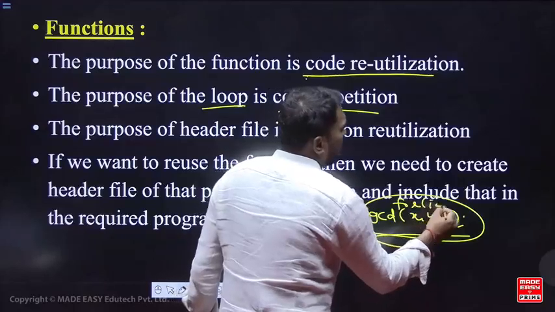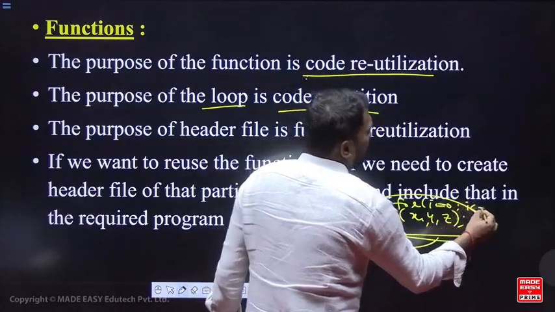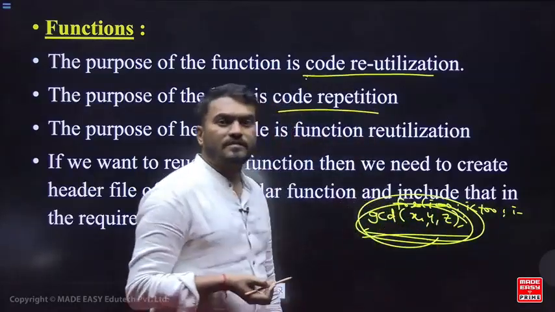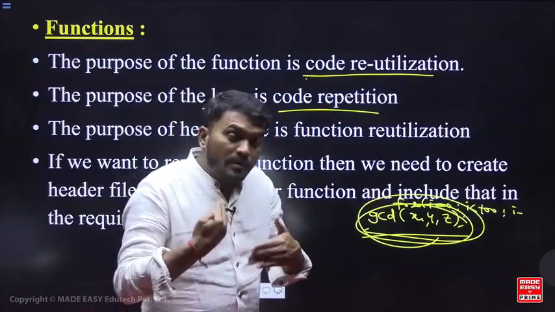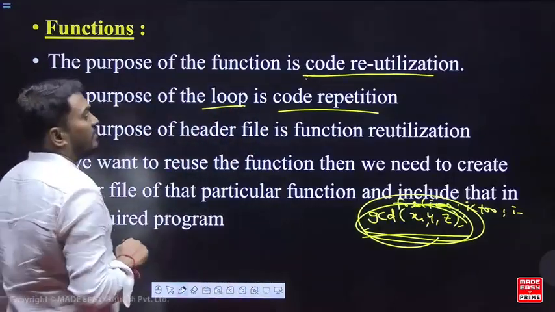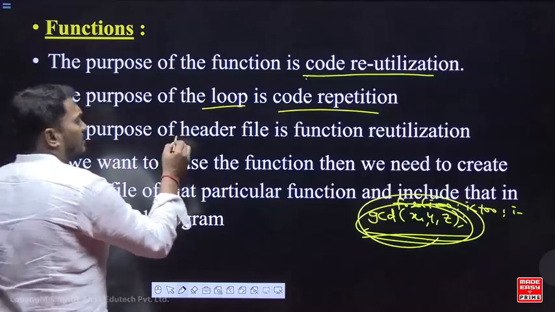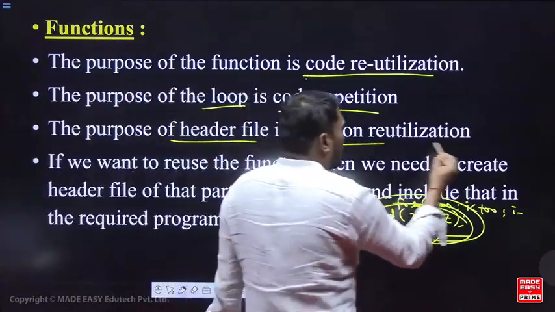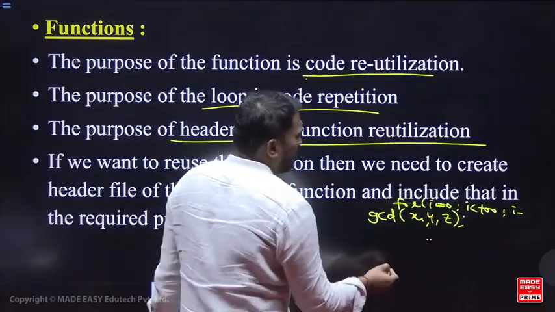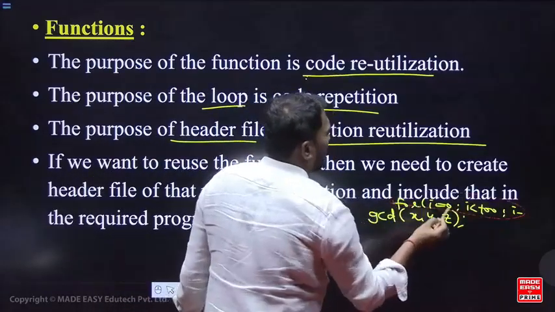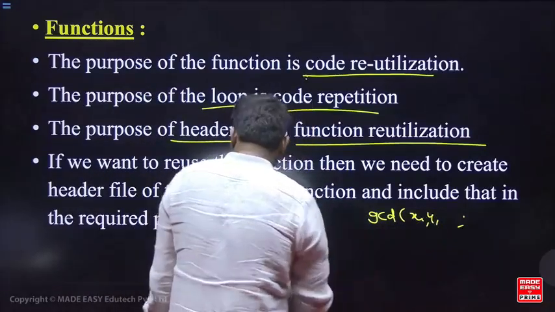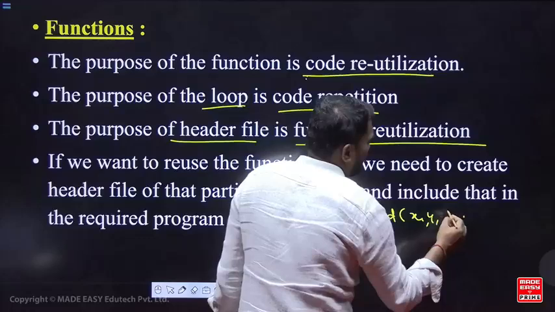So for I equal to 0, I less than 100, तो क्या करोगे? I plus plus, so this calls the function 100 times. So the purpose of the loop is code repetition. Is that clear? Next, the purpose of the header file is what? Function reutilization. Remember, if you want to reuse a function, listen here, you have written some GCD function. You want to reuse this function in some other program. Please understand here, XYZ.